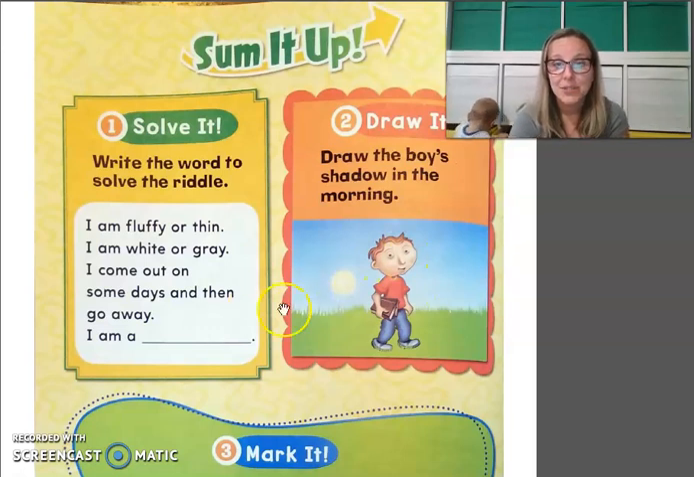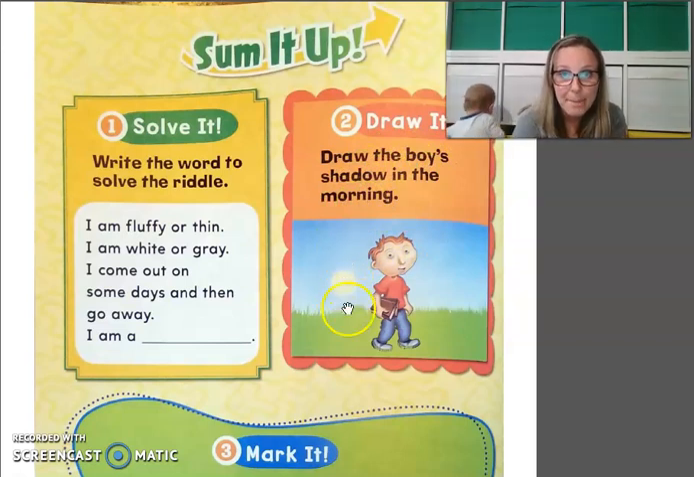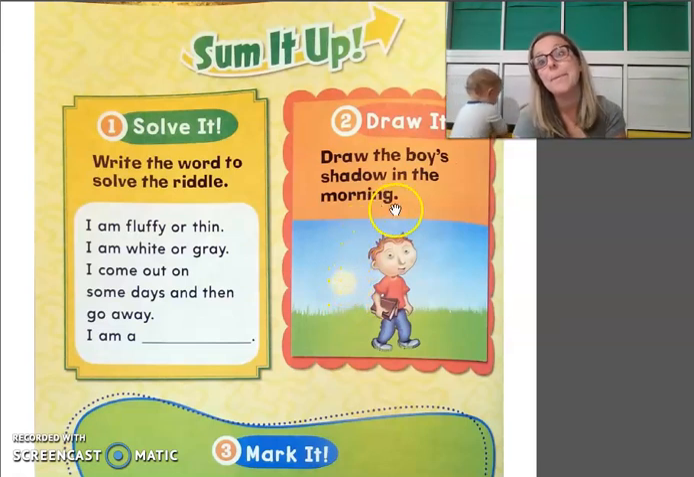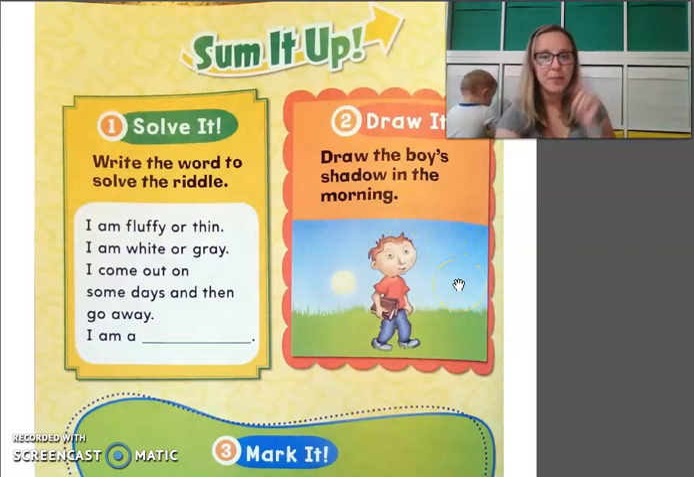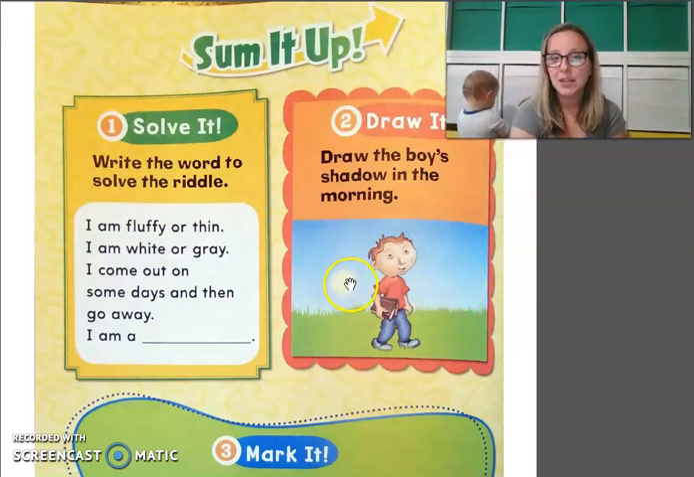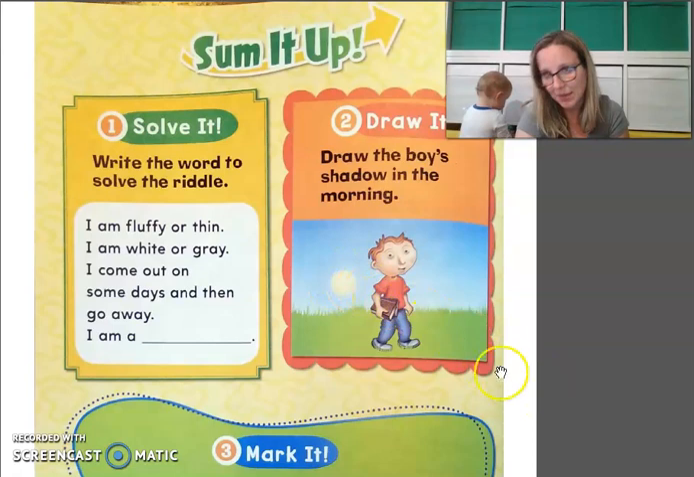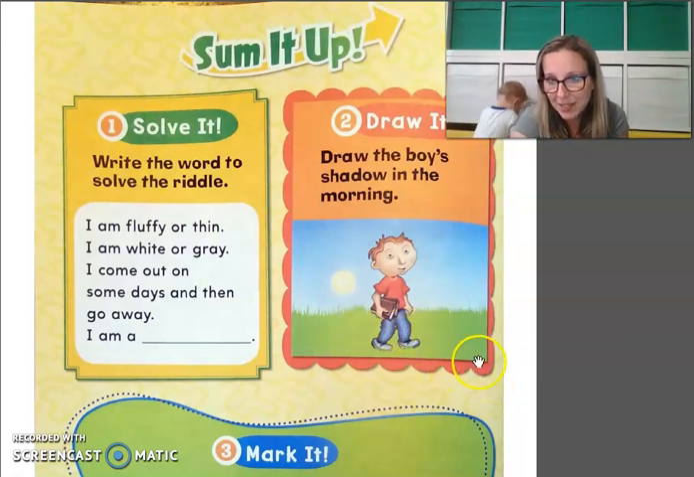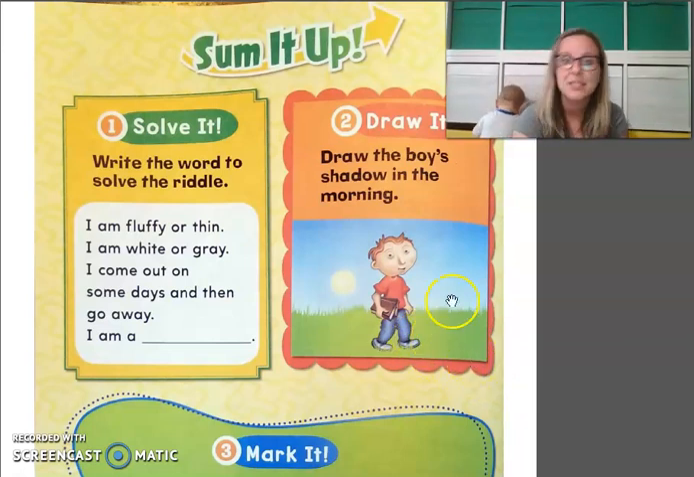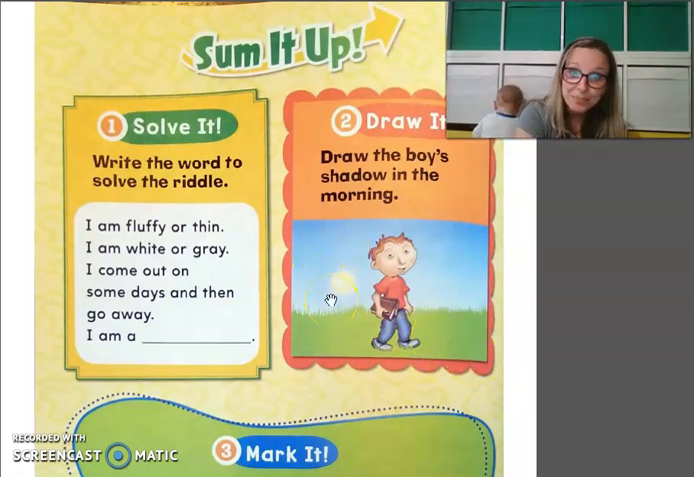All right, so here it says, draw the boy's shadow in the morning. Now we can see that the sun is starting to rise up behind him here, and we know that it will appear that the sun comes up and around and down again, when really we know it's the earth turning. But if the sun is shining here, we know his shadow will cast out this way. So using either a brown or a black or a gray crayon, you can draw the boy's shadow here, casting out in front of him since the light is behind him.